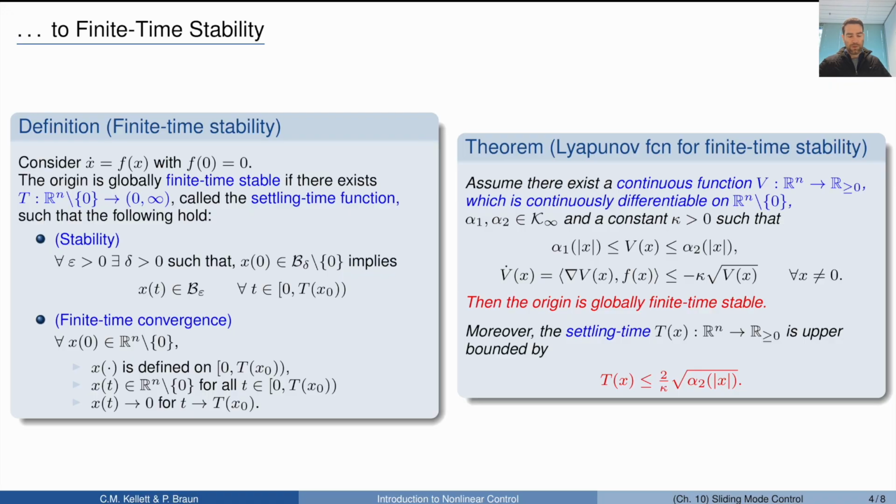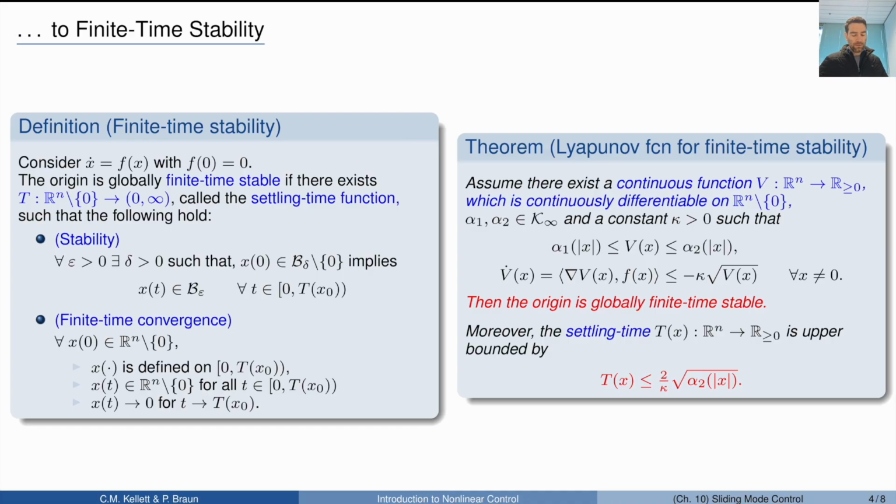And the following two properties have to be satisfied, essentially capturing stability and finite time convergence, so the extensions of, again, stability and attractivity. So stability is still the same, meaning for all epsilon bigger than 0, we need to be able to find the delta such that if we start in the delta neighborhood, our solution is going to stay in the epsilon neighborhood for all t in this interval from 0 to T of x, so depending on our settling function T and on the initial condition.